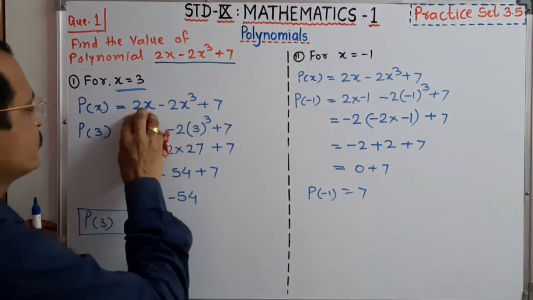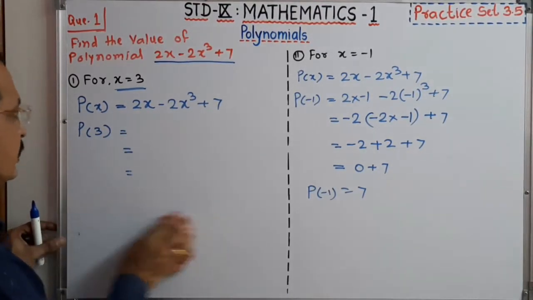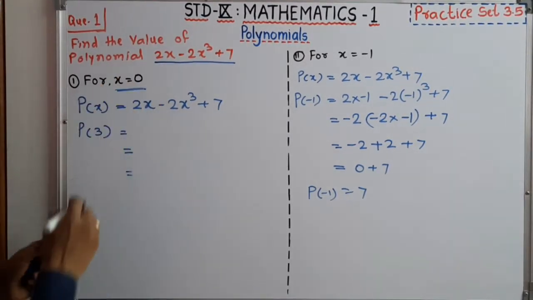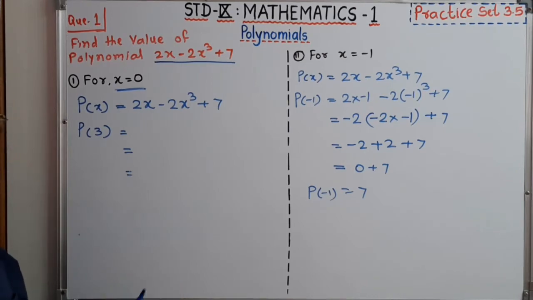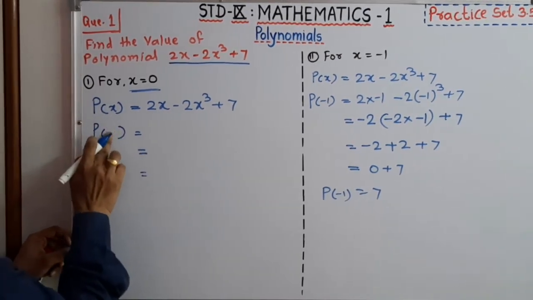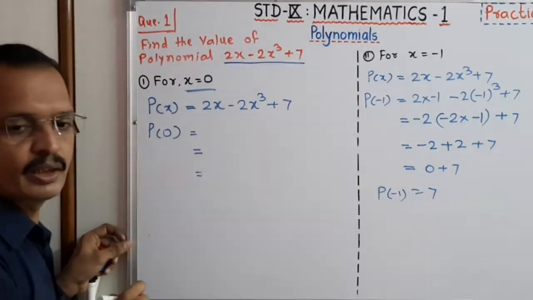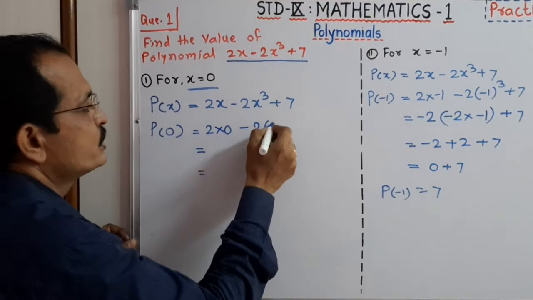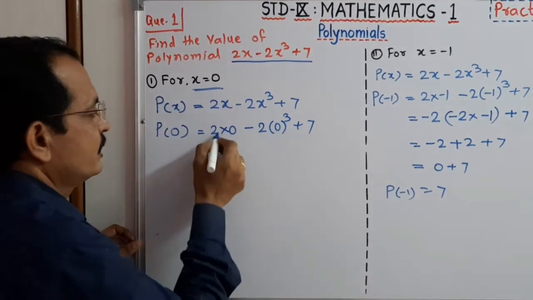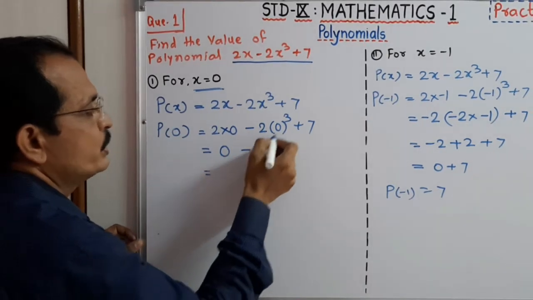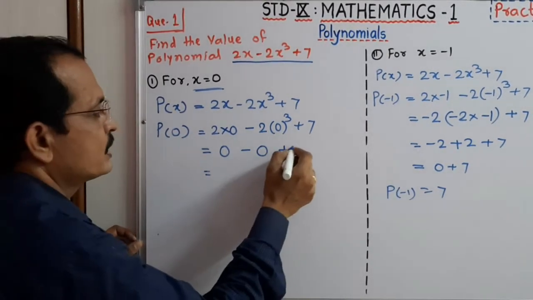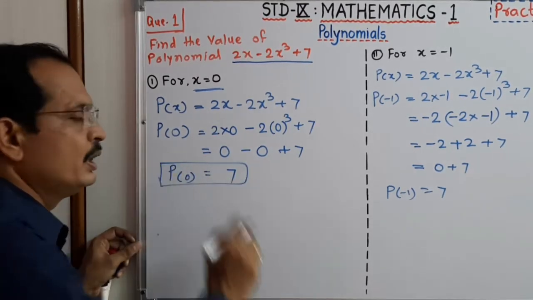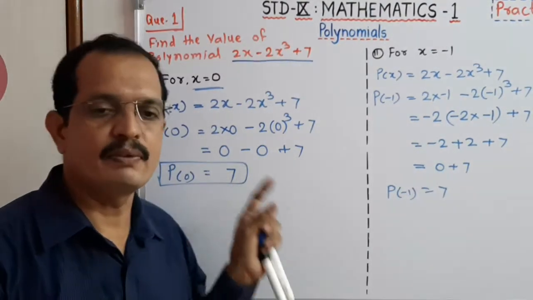Dear student, it is very simple. We have to find out the value of this polynomial for x is equal to 0. For that purpose we write 0, then 2 into 0 minus 2 into 0 cube plus 7. 2 into 0 minus 2 into 0 cube is 0, plus 7, therefore it is 7. Therefore the value of this polynomial for x is equal to 0 is 7.